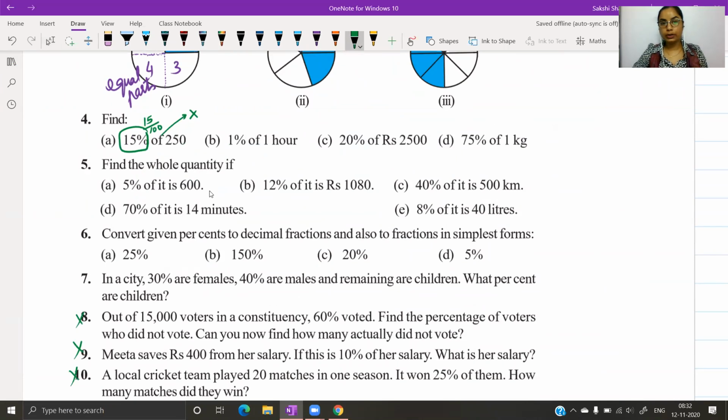Find the whole quantity if 5% of it is 600. So there is some value. And if you calculate 5% of that value, the answer comes out to be 600. In previous question, we were given the whole. ये जो values थी, these represented the whole.